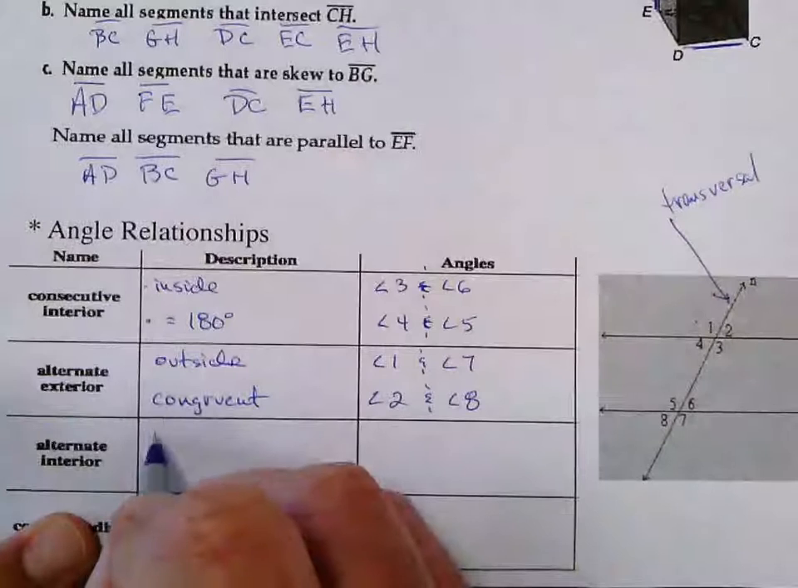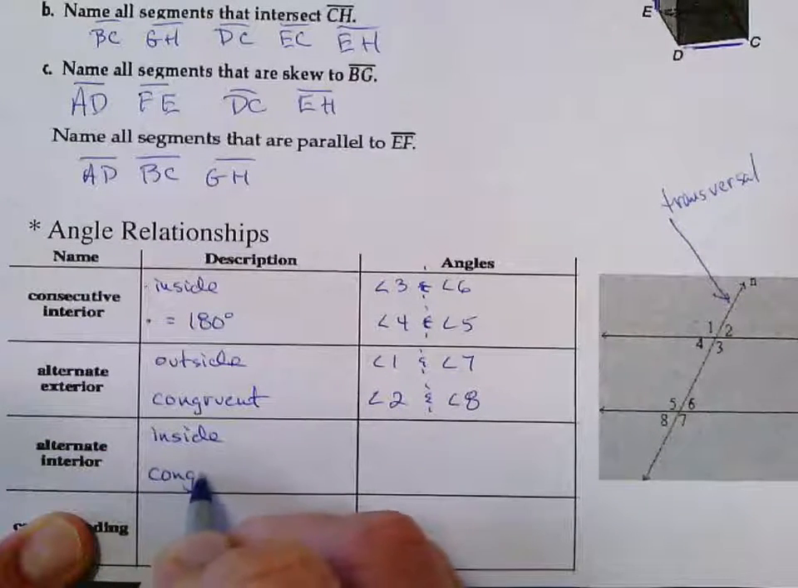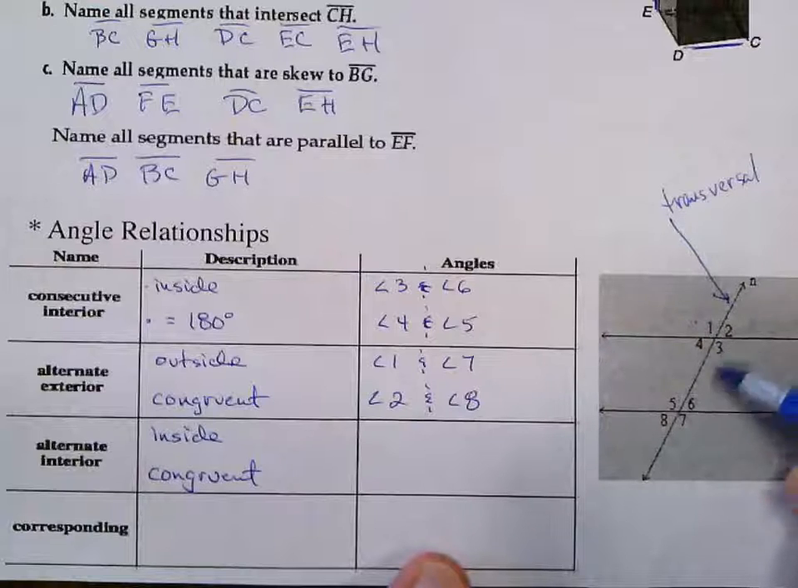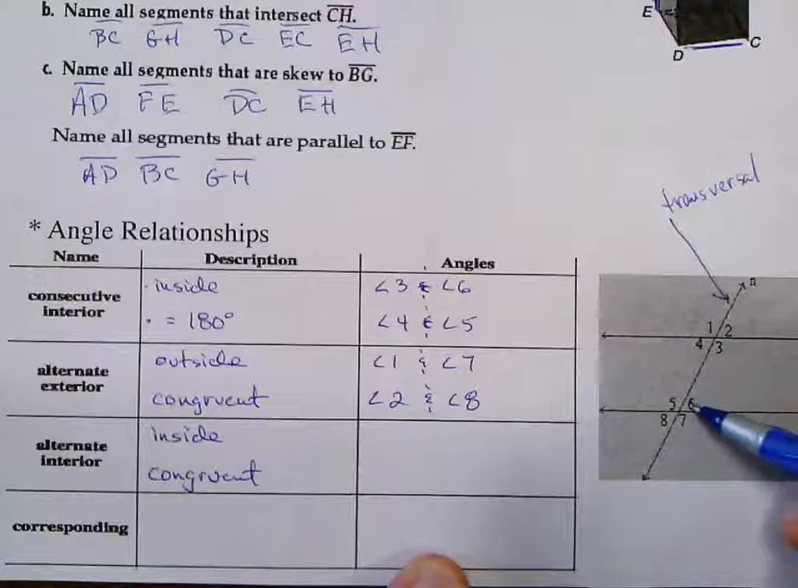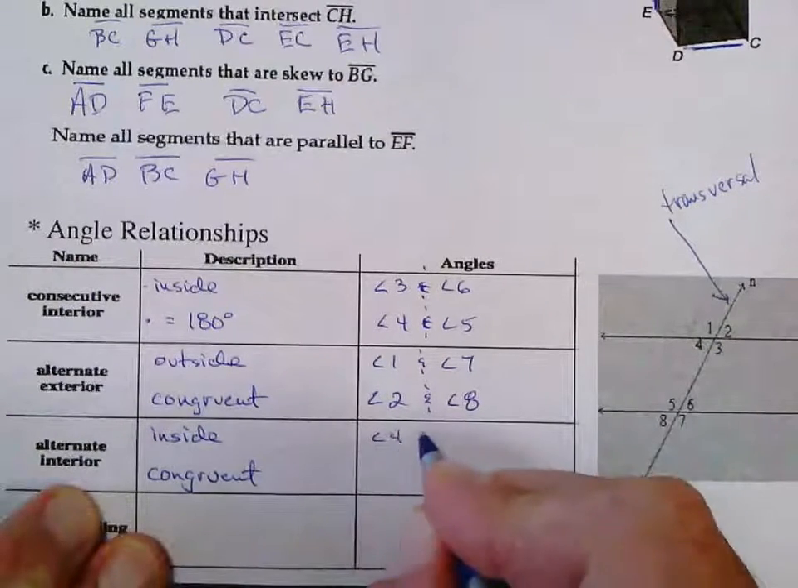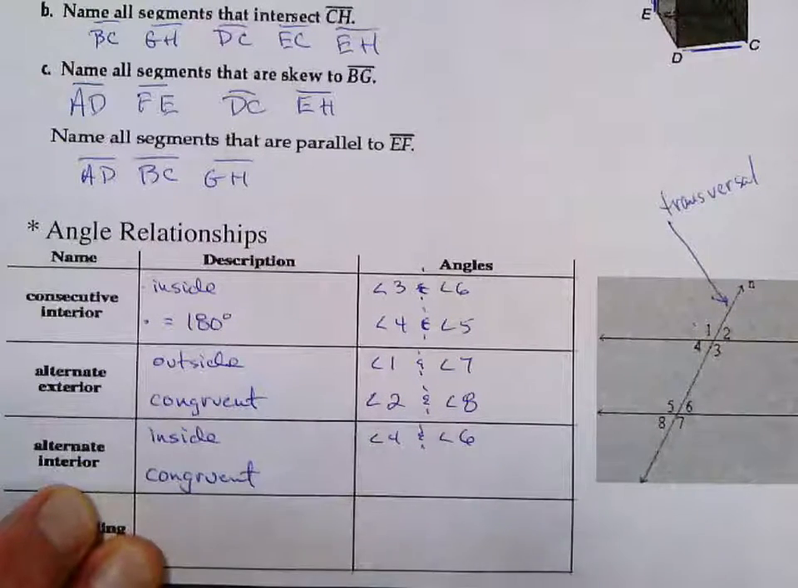Alternate interior angles are on the inside. They're also congruent. These four angles are on the inside, 4, 3, 5, and 6, but they're alternate interior, on opposite sides of the transversal. So angle 4 and angle 6, and angle 3 and 5.